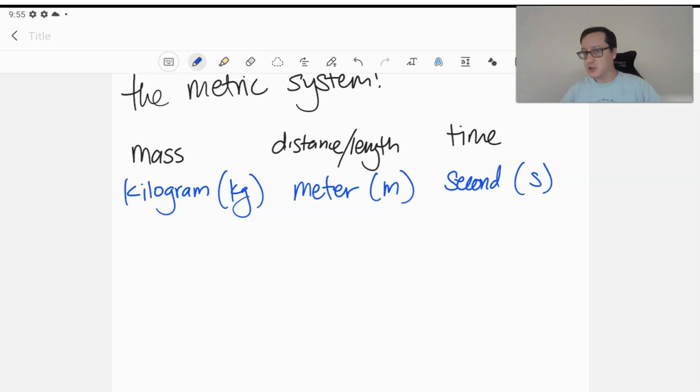Time is a little bit special. We're going to see with distance and length, we don't have necessarily other kind of named units. They will all have something to do with meters, as we will see soon. But time, we have special words for time units, like minutes, for example, or hours, days, years. These are a little bit different than the rest of the metric system.